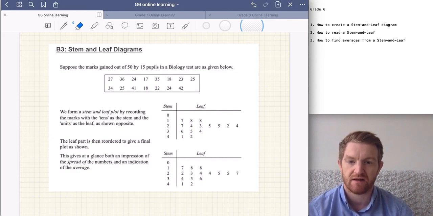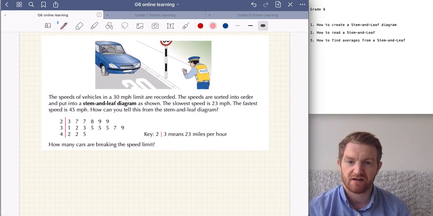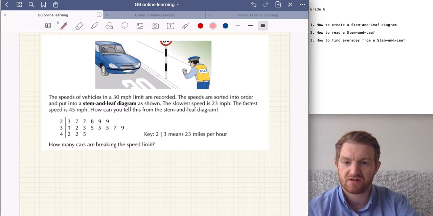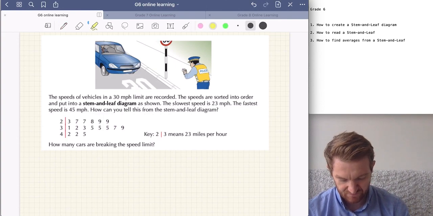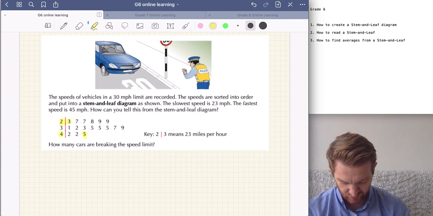Now let's look at how we can read a stem and leaf diagram. Let's imagine you're given, and look at that lovely picture, a stem and leaf diagram like so. It says the speeds are sorted in order, put in a stem and leaf diagram. The slowest speed is 23, the fastest is 45. How can you tell this from the stem and leaf diagram? Well, we can tell it because the smallest is always right at the top left, and the largest is in the bottom right. So that's how we can tell that.